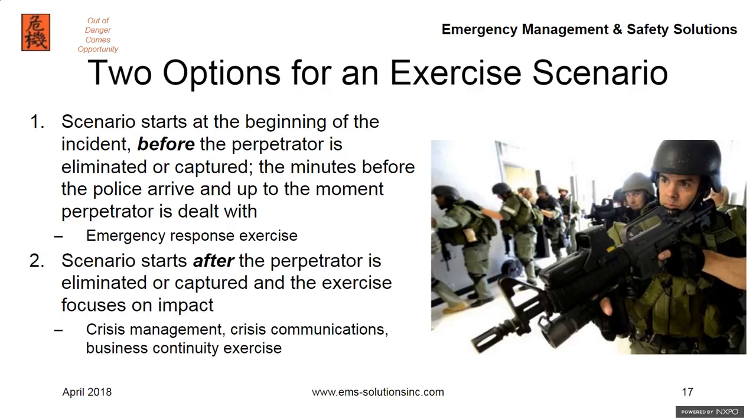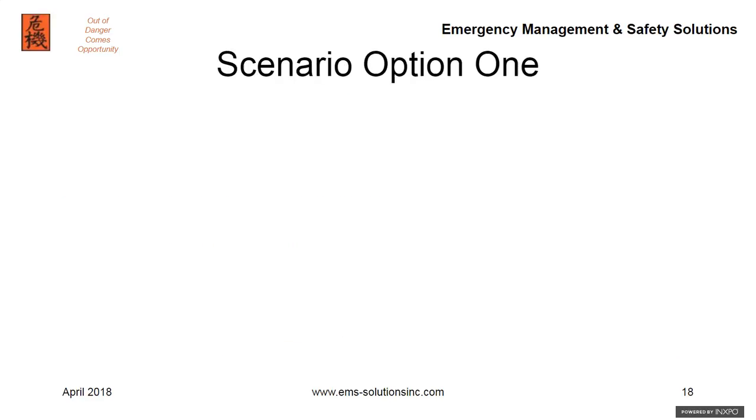The second option you have in designing an exercise is one after the perpetrator has been eliminated or captured, and at that point the exercise focuses completely on impact, the impact of the event on the organization and the people. And that's going to have 3 primary focuses, all about crisis management, all about crisis communications, and all about business continuity, because that's what you're dealing with is the impact of this particular event.